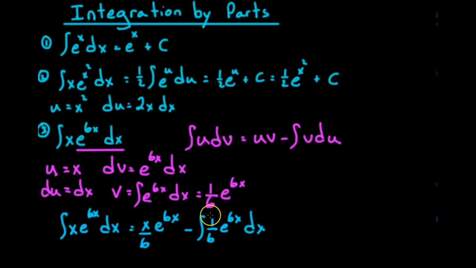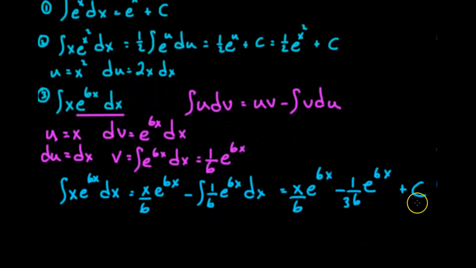Notice now this is a problem we can solve. Right, so we're going to write that equal to, so we have x over 6 times e to the 6x, and then this integral, again, the 1/6 we can bring outside, and then we simply divide by the derivative of 6x, which is 6, so that's going to give us minus 1/6 times 6, which is 36, e to the 6x. And now we can add our constant. So that is how you integrate something by parts.